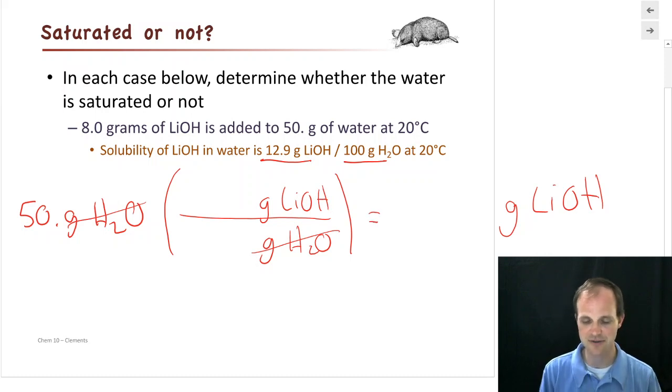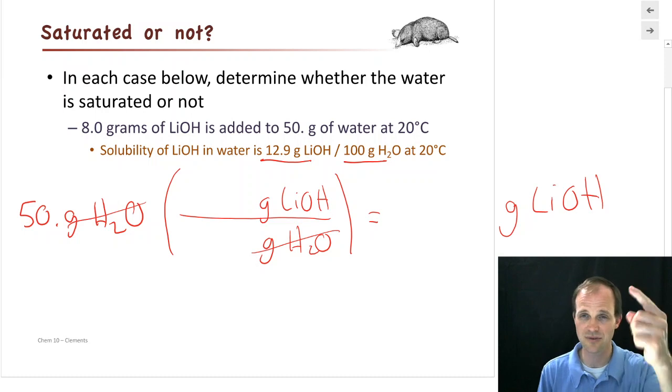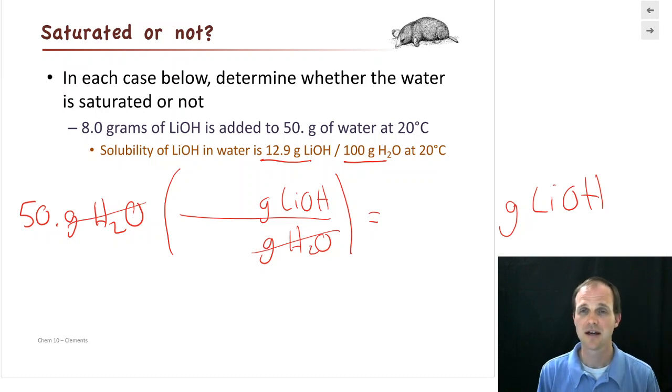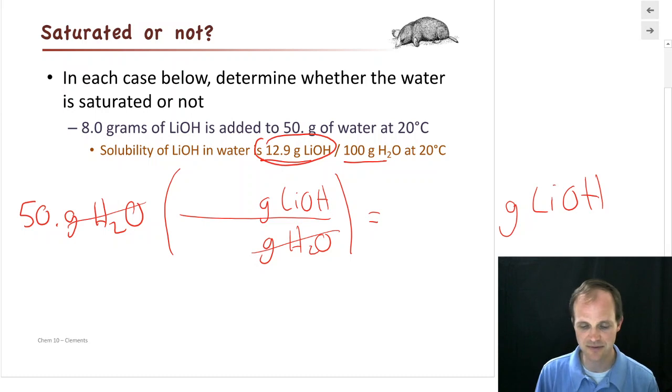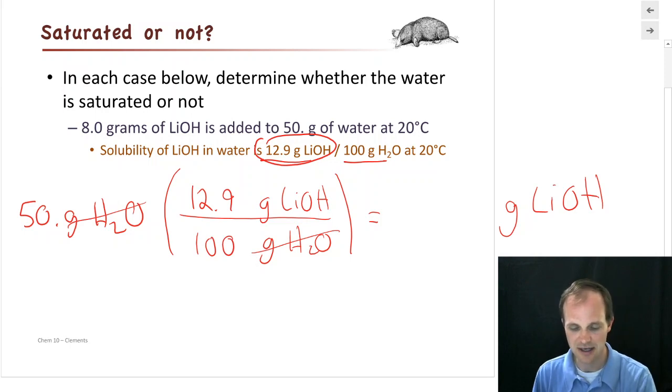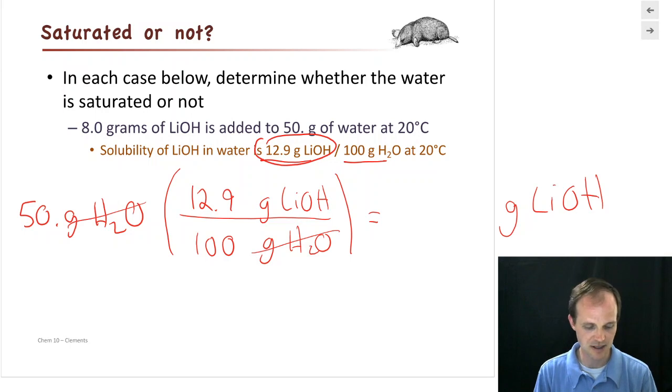What's our ratio? Grams of lithium hydroxide to grams of water. When you see grams of something and grams of something, you're talking about a solubility. If we've got a solubility problem, great. If you don't have a solubility problem, maybe you need to do it a different way, like grams to moles to moles to grams. But in this case, we've got a solubility problem. We've got 12.9 grams of lithium hydroxide. That 12.9 is attached to lithium hydroxide. The 100 is attached to water. And I go ahead and plug that in my calculator by typing 50 times 12.9 divided by 100.